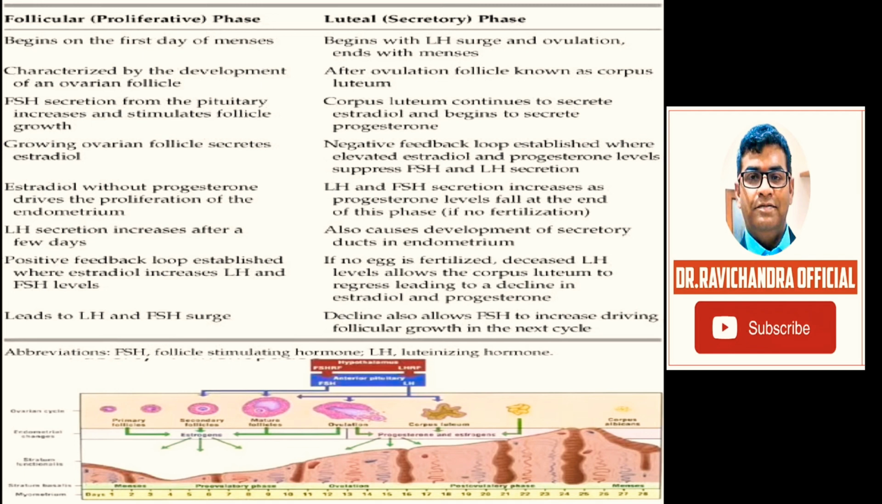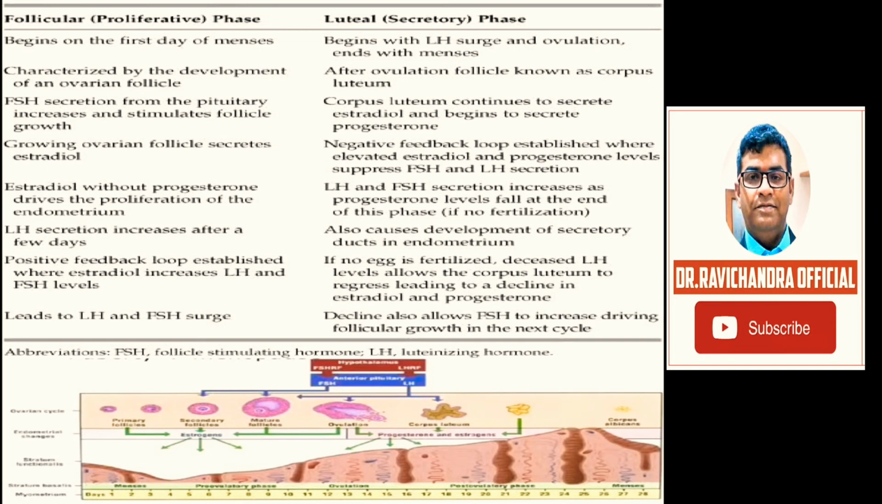LH secretion increases after a few days. The positive feedback loop established causes estradiol to increase LH and FSH levels and leads to LH and FSH surge in the proliferative phase. Coming to the secretory phase, it begins with LH surge and ovulation and ends with menses.